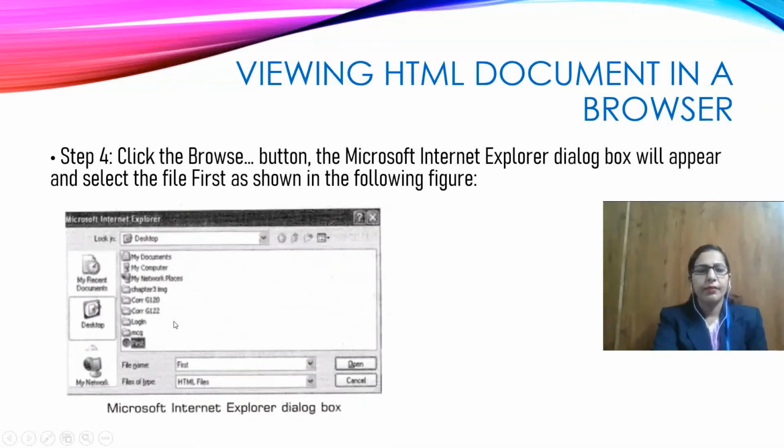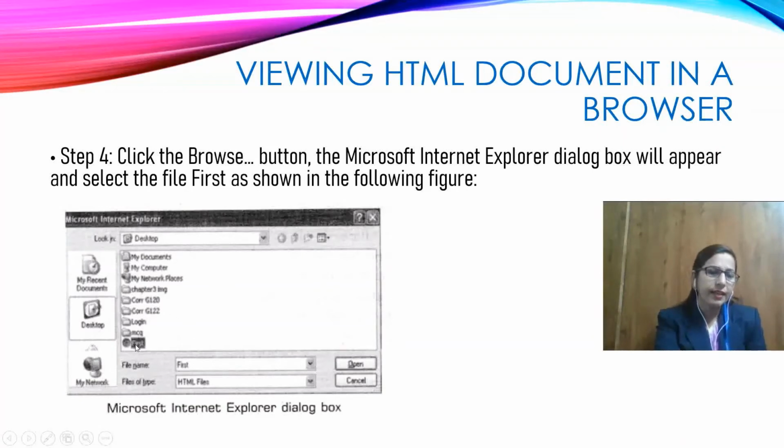My file is first.html. So I write first and .html. The extension type is HTML file, so I select that. If you do not change this, it will not show your file, so you have to go to the type of file and change it from txt to HTML files. Then it shows your file in this area.